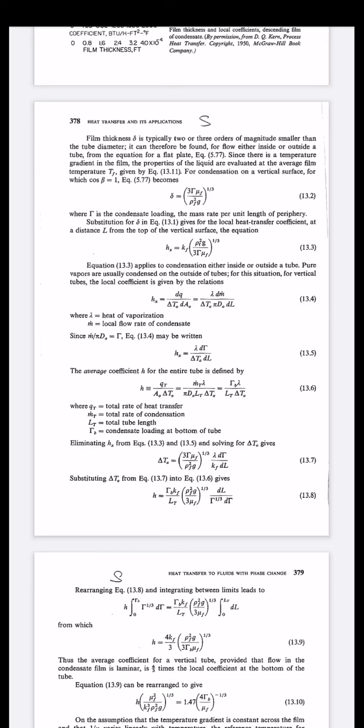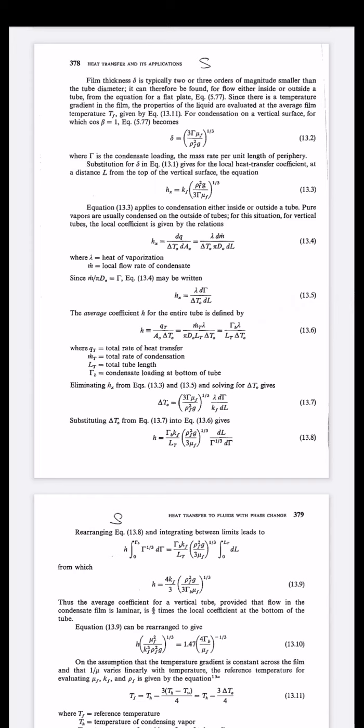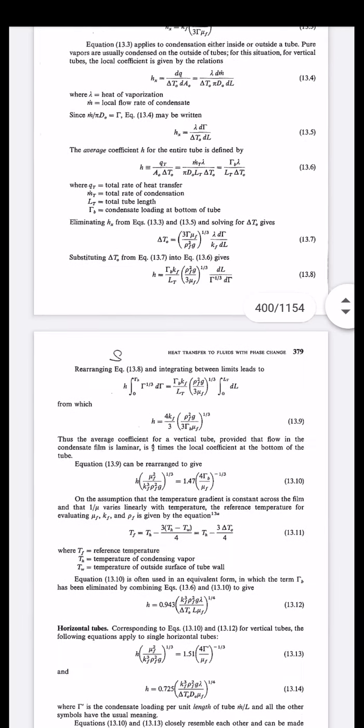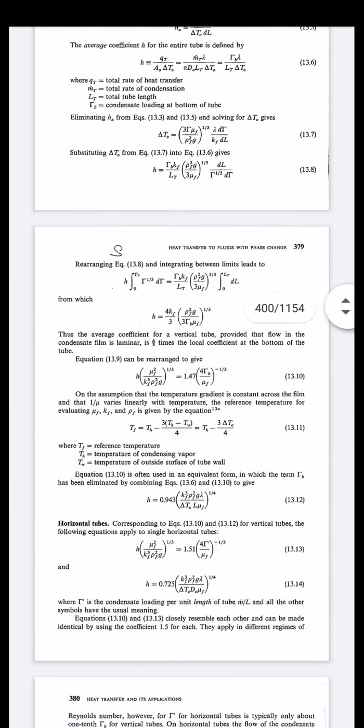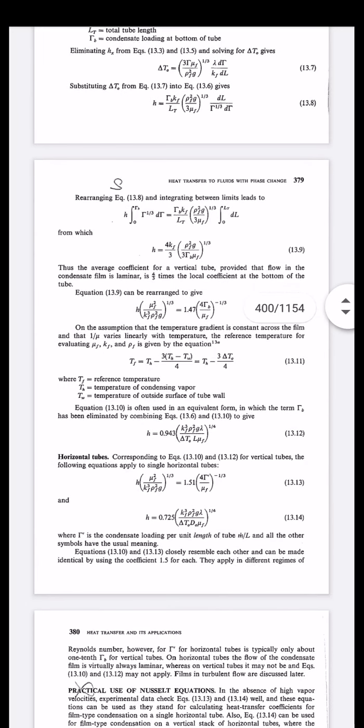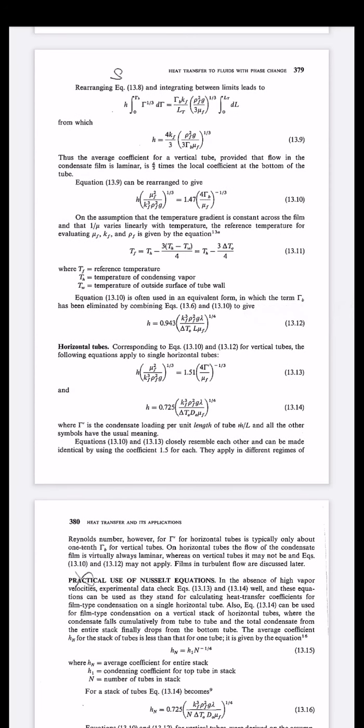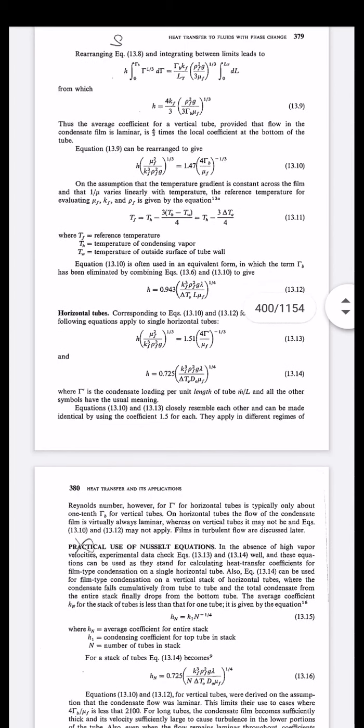So simply you should understand that the condensate layer is going to increase in thickness from top to bottom, and with respect to height, the amount of condensate at the top might be very less. So this is all about the average heat transfer coefficient. Here the equations have been elaborated with respect to conditions like vertical as well as horizontal. Now we will discuss the heat transfer coefficient for a horizontal tube in another lecture. Thank you.